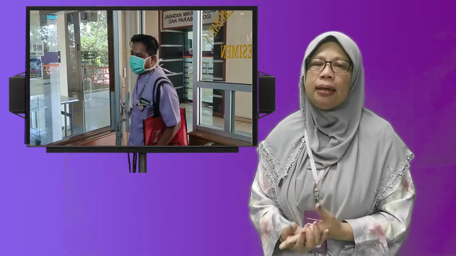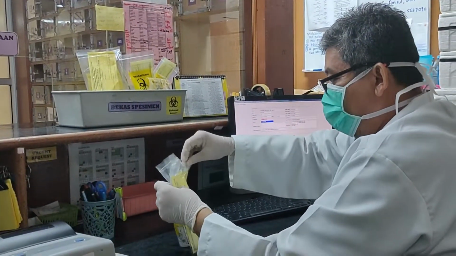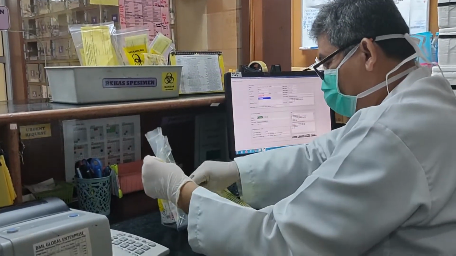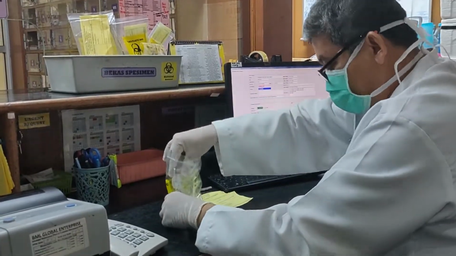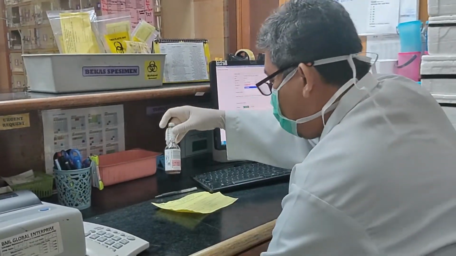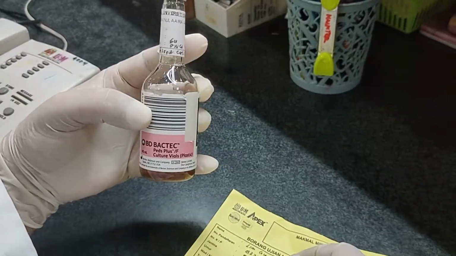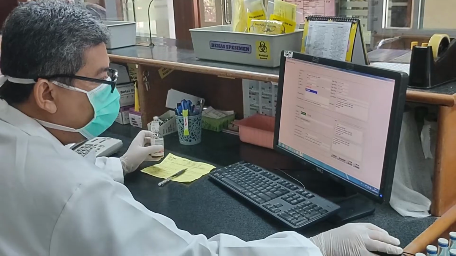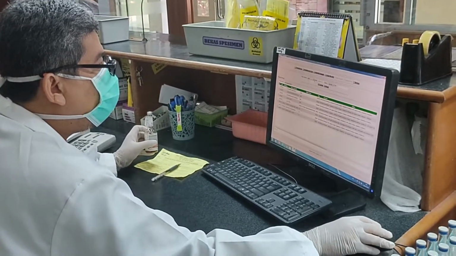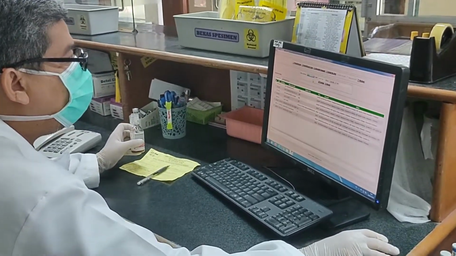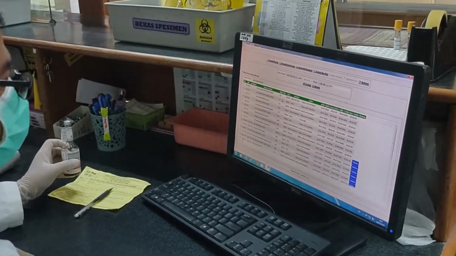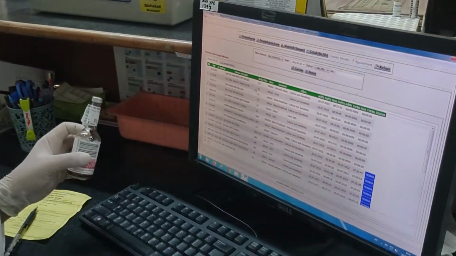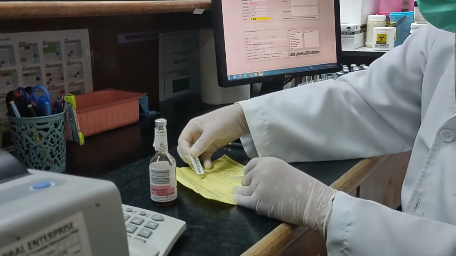Okay, what happens in the lab? At the receiving counter of the microbiology lab, normally the verification of the sample will be made. So, the name and patient's identification on the blood bottle sample, the microbiology request form, and also the laboratory information system should be exactly the same. Then only the blood sample will be accepted for further processing.